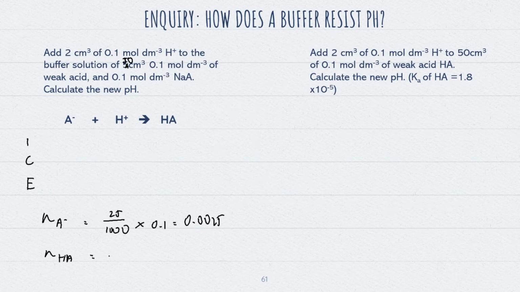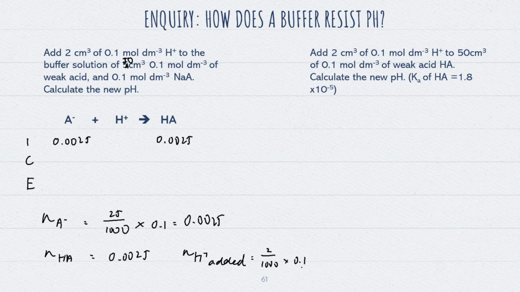Same goes for this case here, 0.0025. Okay, so I can add these numbers here, 0.0025. So now how about the amount of moles of H plus added? Your number of moles of H plus added will simply be 2 over 1000 times 0.1, which will be a very, very small number, 0.002.